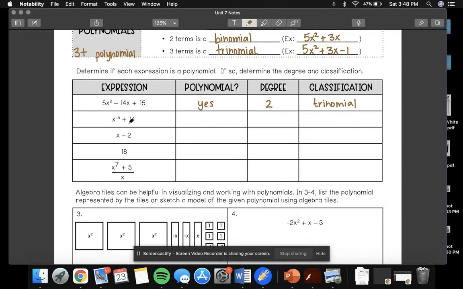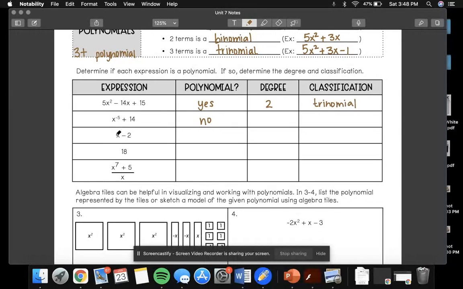Okay, this one right here, x to the negative fifth plus 14. We see this negative exponent, so we can stop right there because we cannot have negative exponents. So this is not a polynomial, so it does not have a degree, and it cannot be classified as anything.